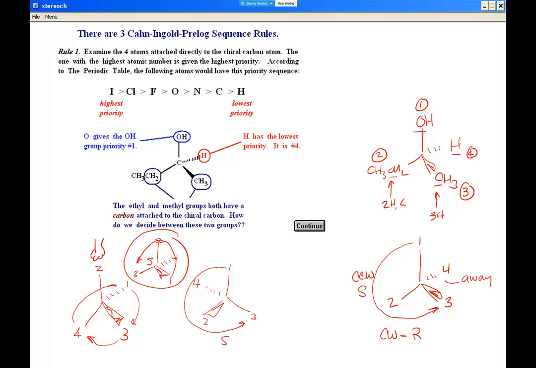If you just try and do 1 to 2 to 3 without the fourth group being away from you, you're going to get it wrong 50% of the time. You'll get it right 50% of the time, if that's good enough for you, then, but you're going to get it wrong 50% of the time.